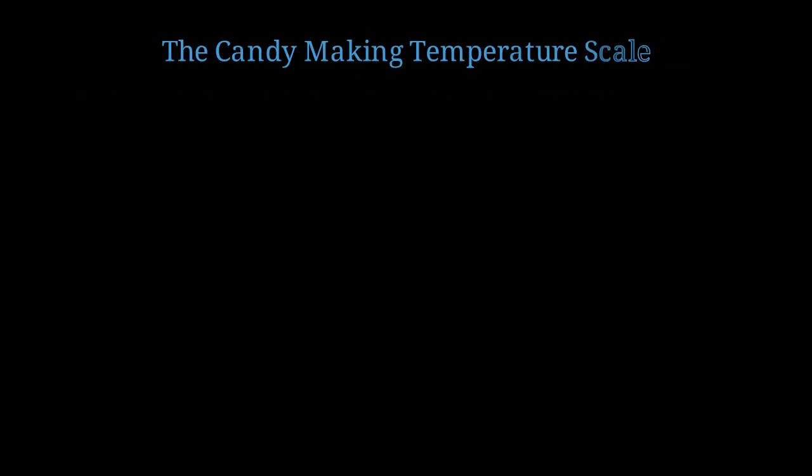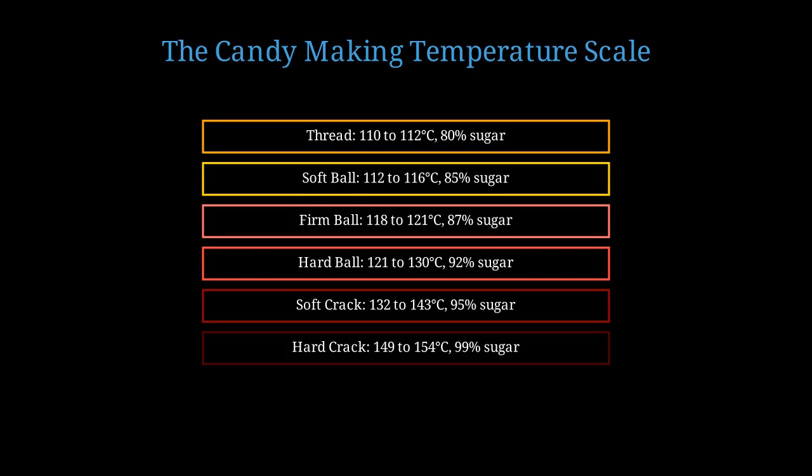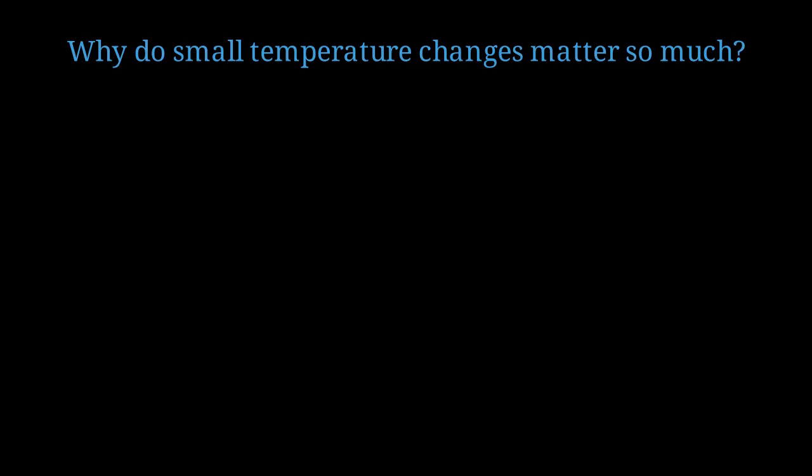As water evaporates and concentration increases, we reach specific temperature ranges that correspond to different candy textures. Let me show you the progression. Here's the temperature scale. Thread stage at 110 to 112 Celsius with 80% sugar. Softball at 112 to 116 with 85%. Moving up through firm ball, hard ball, soft crack, and finally hard crack at 149 to 154 Celsius with 99% sugar concentration.